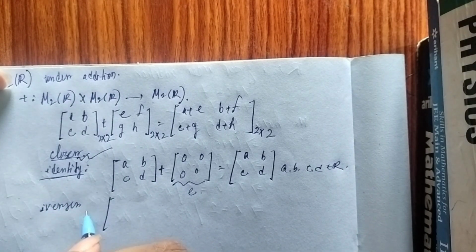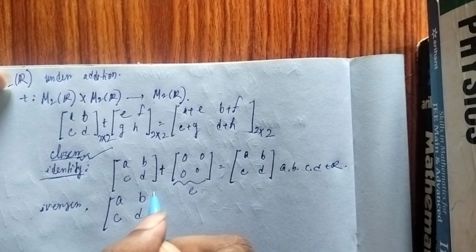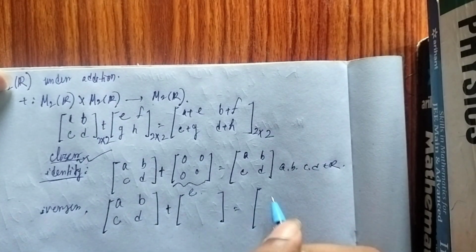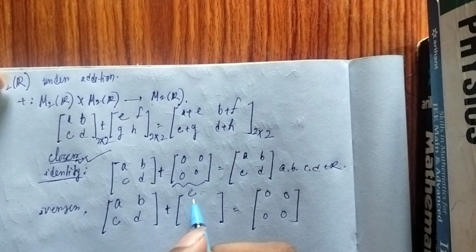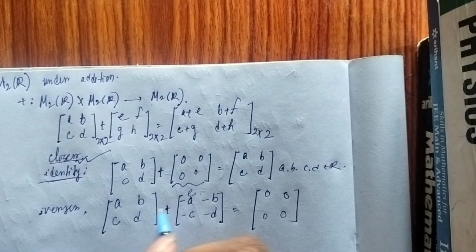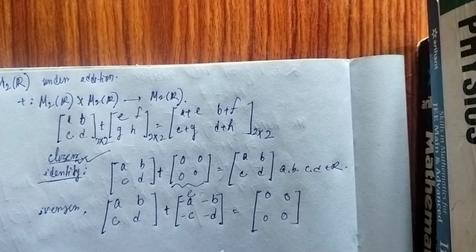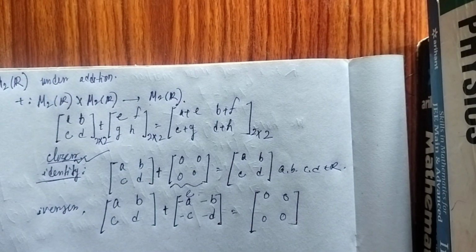Let's say we want to find the inverse of A B C D, then we have to add something so that this becomes 0 0 0 0. Then it is very easy, I think. It is just minus A, minus B, minus C, minus D. If A B C D belong to R, then minus A, minus B, minus C, minus D also belong to R. And this also maintains the associative property, and this is very obvious, I think.